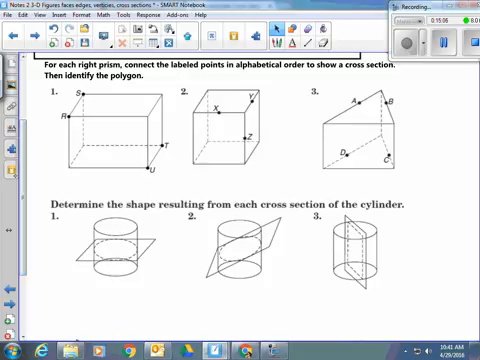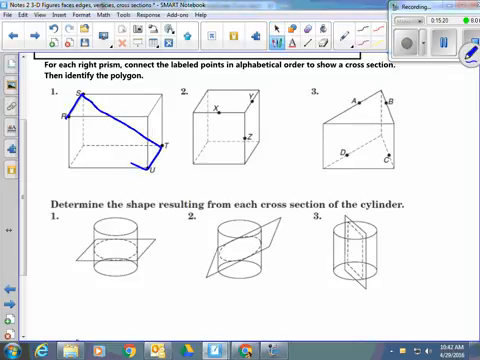So on number 1, 2, and 3, just jot down on your paper, what do you think are those cross sections? What shape would make up those cross sections? Okay, tell me, what do you think number 1 is? A rectangle, very good. It's like if I were to connect these two, right? That would absolutely be a rectangle. What about number 2? Good, I'm cutting off that corner, aren't I?